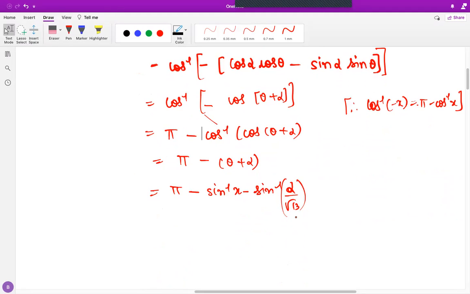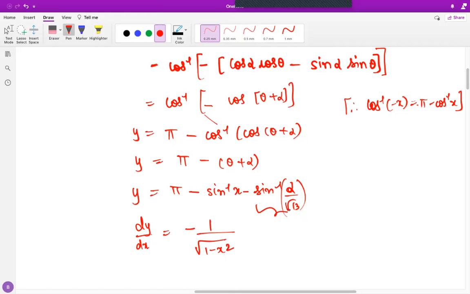Now we need to differentiate y with respect to x. Pi is 0, the negative sign gives 1 divided by square root of 1 minus x square. Differentiation of sine inverse of 2 by root 13, alpha, is a constant, and differentiation of a constant is equal to 0. So this is the answer.